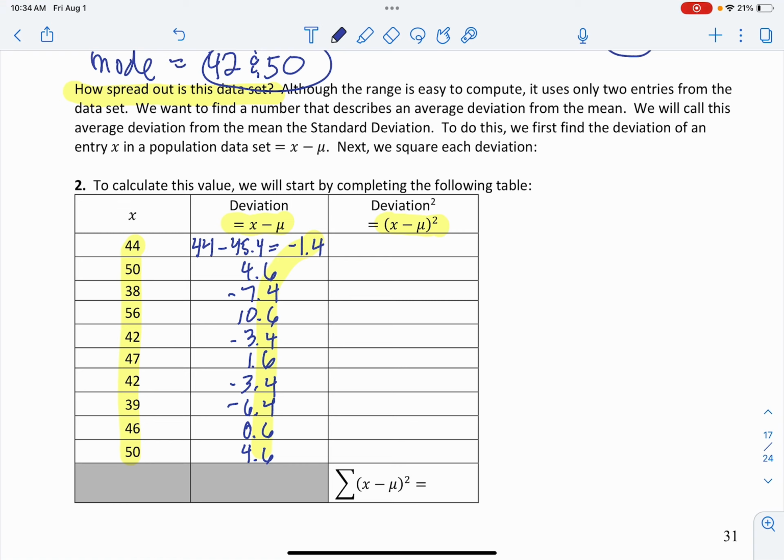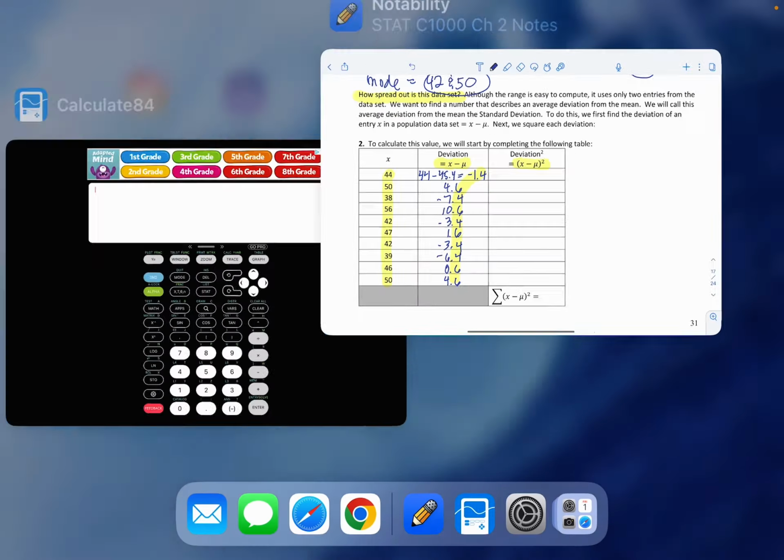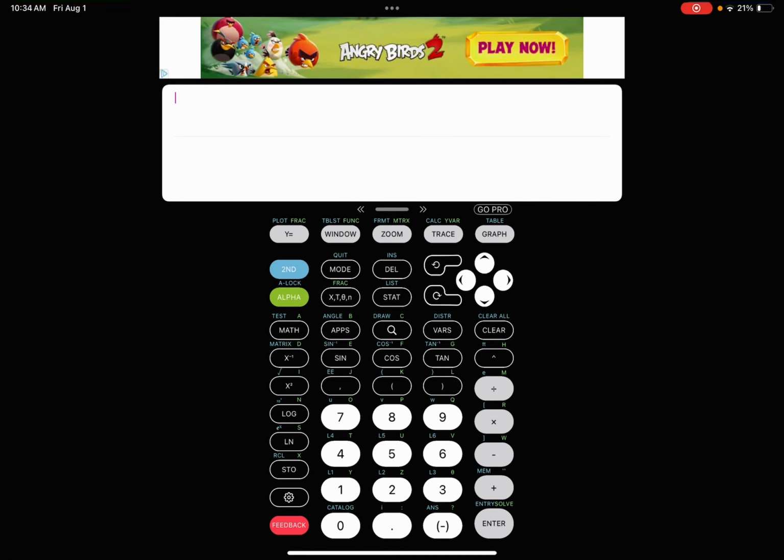Just go 1.4 times 1.4, or 1.4 squared. If I were doing this on my calculator, with this type of calculator, 1.4, use this square button, which is right there. I was just trying to indicate where it was. It's that button. So I'll probably clear that, but 1.4, hit that button, and then enter. Or you could just do 1.4 times 1.4 if you can't find your square button.